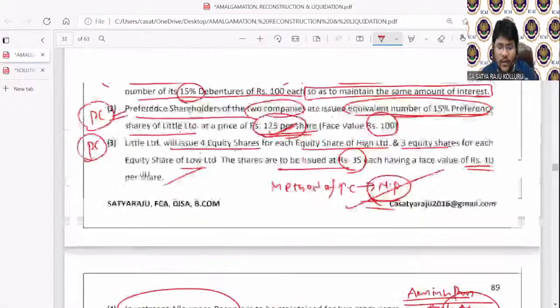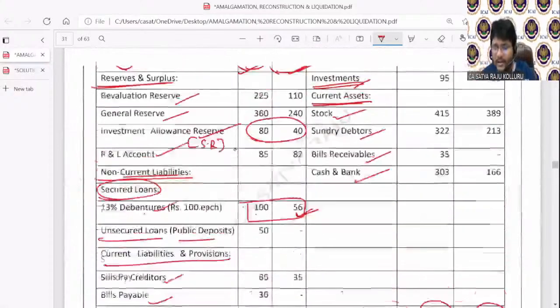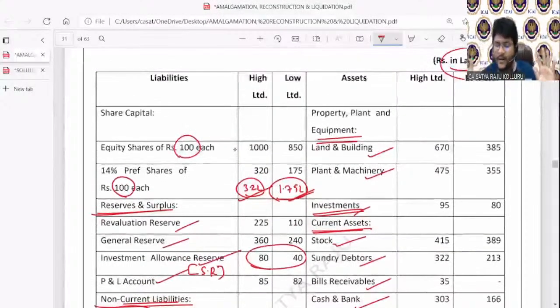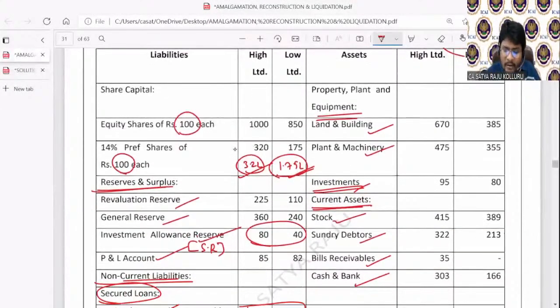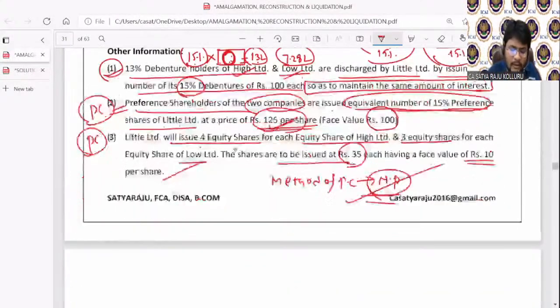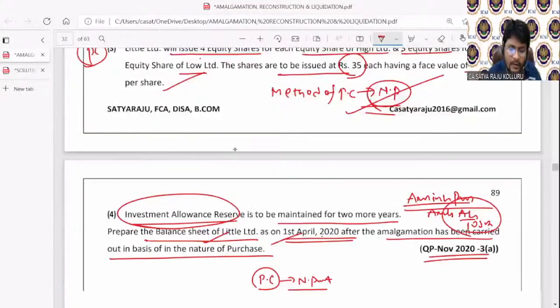Sir, what should I do? Sir, this is amalgamation in the nature of purchase. That's why the reserves and surplus of the selling companies you should not consider. That means all these reserves and surplus are not coming into the books of the purchasing company. Ignore the revaluation reserve, ignore the general reserve. But the investment allowance reserve needs to be maintained in the books of the purchasing company. 80 plus 40, 120 you need to maintain under reserves and surplus. One of the statutory reserves is 120.